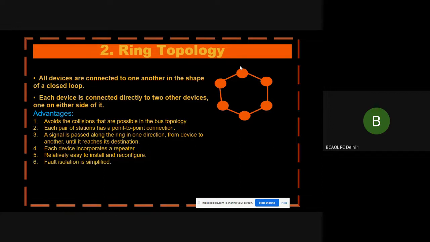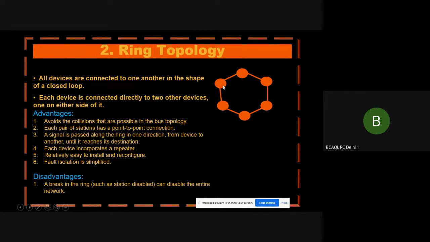And fault isolation is simplified. You can find out if there is a fault in a connection, that is also simplified. But what is the disadvantage? A break in the ring. Suppose just one station is disabled, what will happen? Suppose this computer is not working. Will your ring be broken or not? Yes. Right. So this is a disadvantage, that this ring will not work.